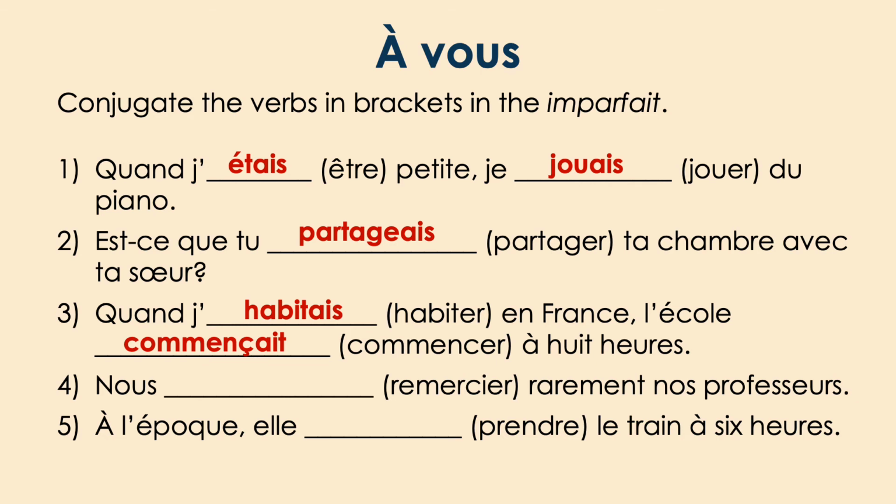Okay, 4. Nous remercions rarement nos professeurs. We would rarely thank our teachers, or we rarely thanked our teachers. Now, remercier is an example of a verb that ends in ER, so we've got a double I in the nous and vous forms.